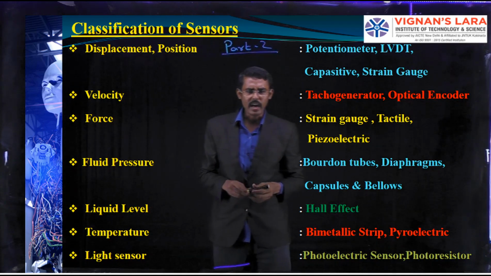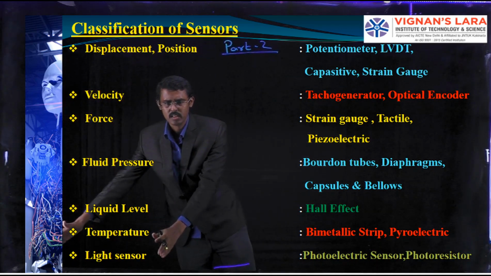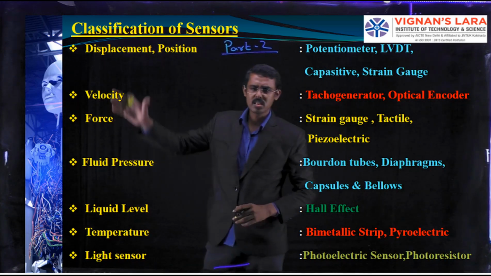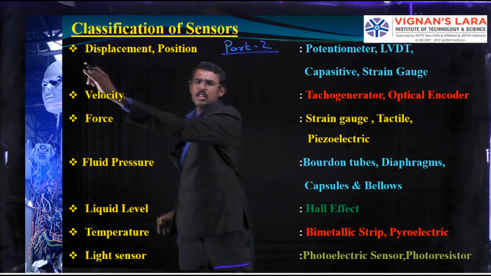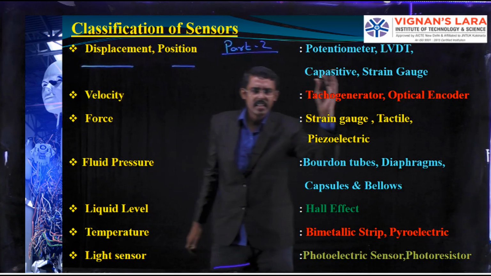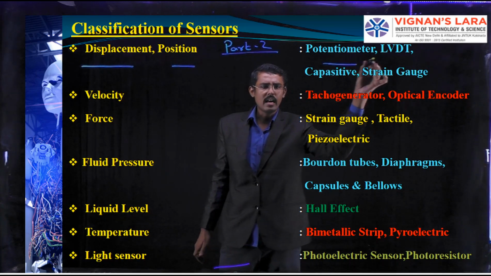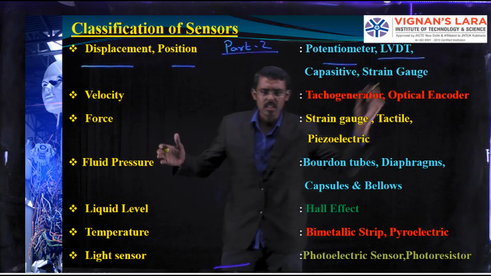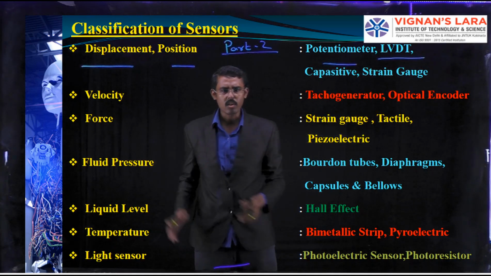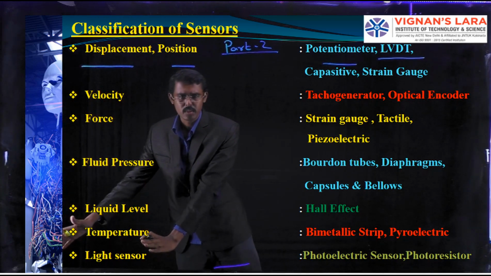Right. In part 2 we have seen different types of sensors. Probably 6 to 7 sensors we have seen. First, for the displacement sensors and position sensors, we have taken the example of the potentiometer as number 1 and the LVDT as number 2. Such examples of types of sensors we are classifying. In part 1 we talked about mechatronics. In part 2 we talked about types of sensors.